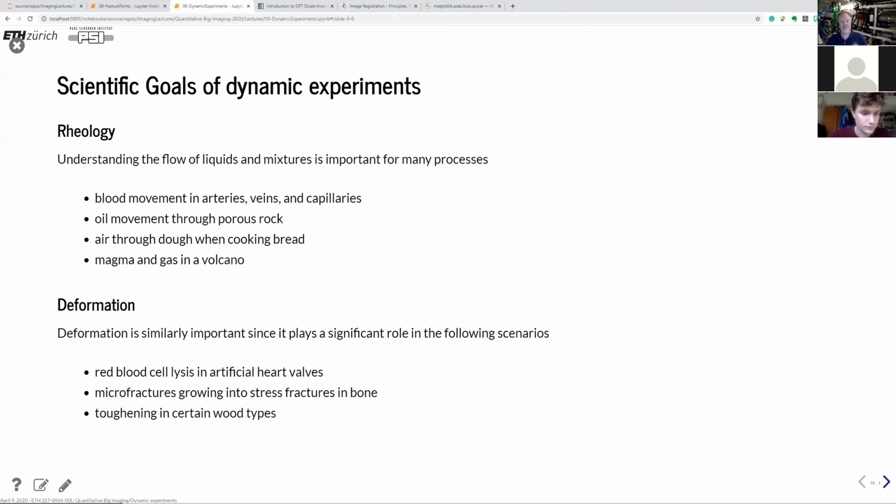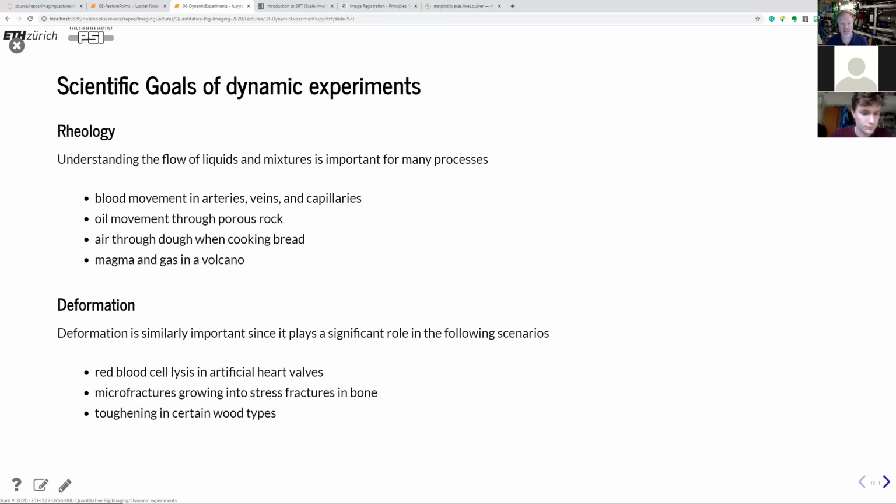So now we have talked about parameters that you can investigate, but now you want to understand something also. So that would be how liquids are mixed or are mixing, for example. Blood movement in arteries and veins and capillaries, oil movement in porous rock, or even what's happening in the dough when you're baking bread, or to go a little bit more extreme, magma and gas distribution within a volcano.